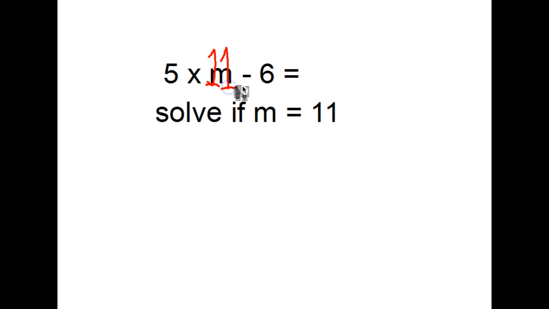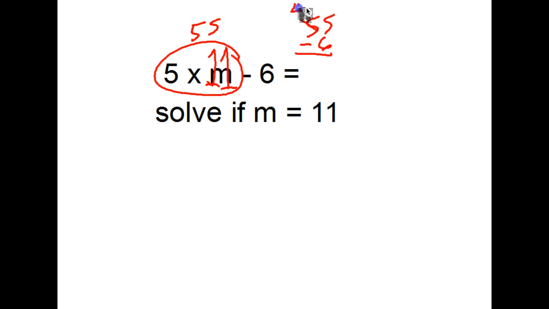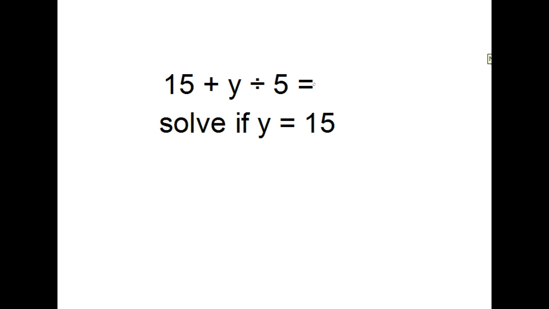Put my 11 in for the m. I got multiplying and subtracting. Multiplying is higher up the tower of power. 5 times 11 is 55. 55 minus 6. I'd have to borrow. I got a 9. 49. Stop the video and try.